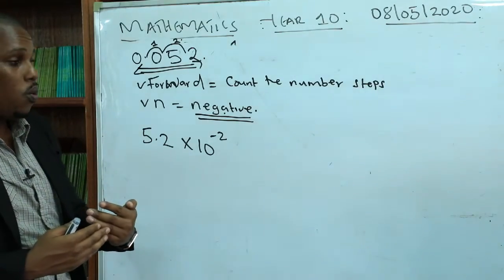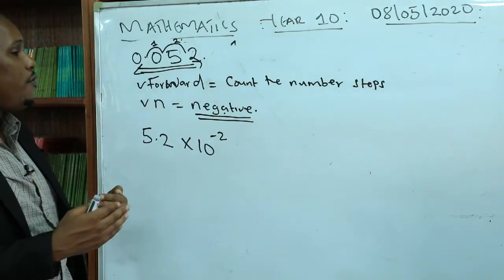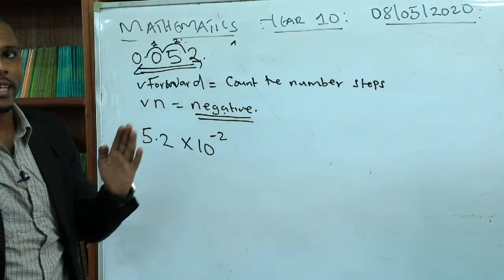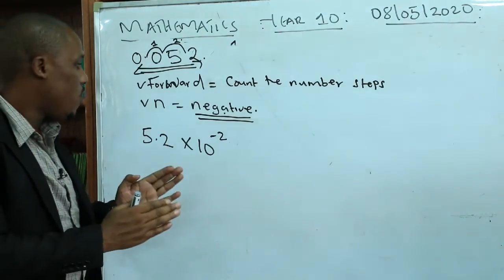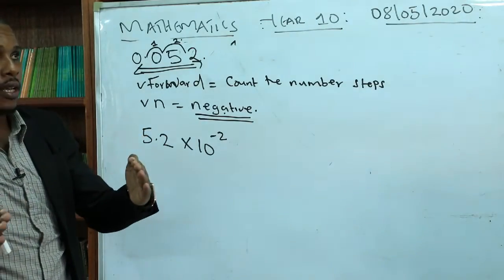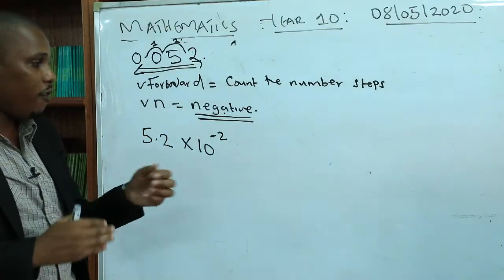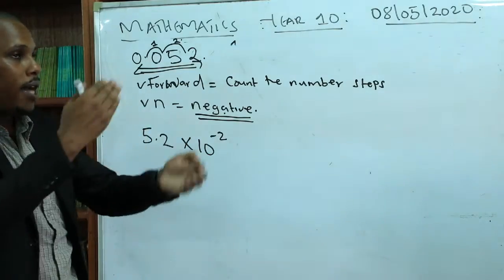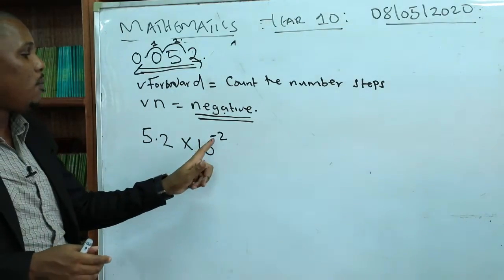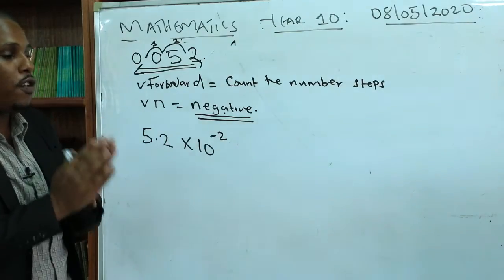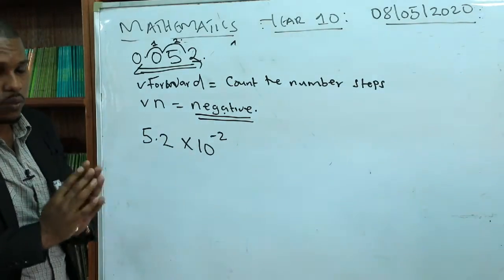The other one, we were moving backward for our a to be between 1 and 10. But for today, we are moving forward for us to achieve a number between 1 and 10. So when you move forward, the value of n becomes negative. When you move backward, the value of n becomes positive. When you don't move, the value of n becomes 0.